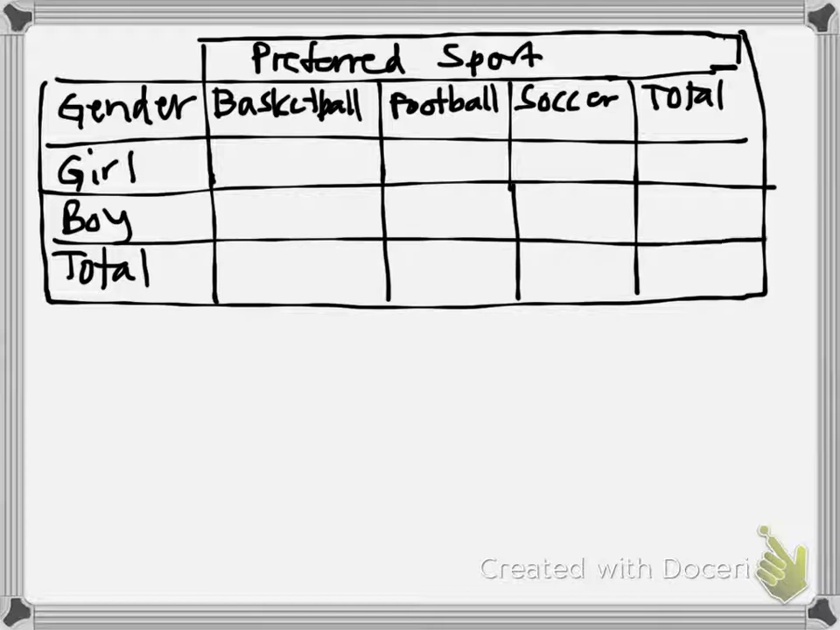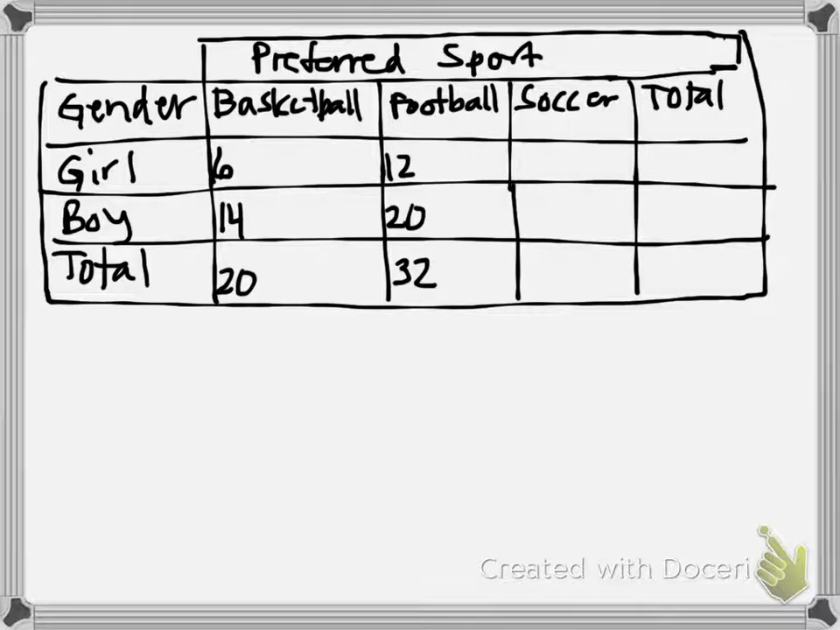And just like we were doing yesterday, we're going to put the raw data towards the left of each box so that we can show calculations towards the right. So she had 6 girls who preferred basketball. There were 14 boys who preferred basketball, for a total of 20 people who preferred basketball. There were 12 girls who preferred football. We had 20 boys who preferred football, for a total of 32 people that preferred football.